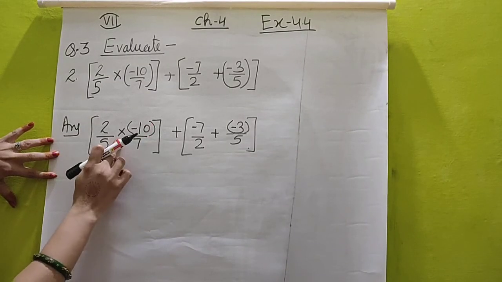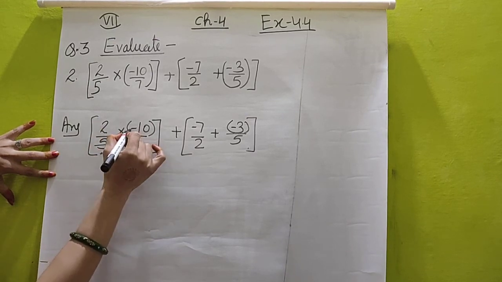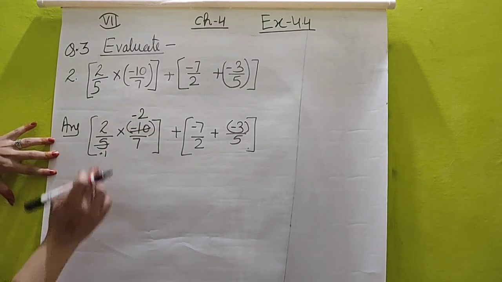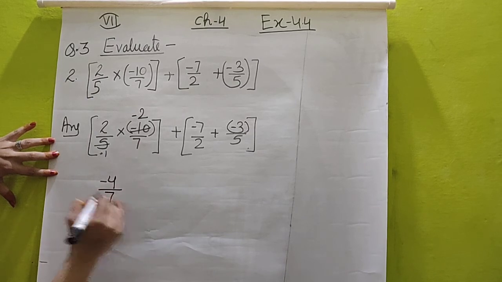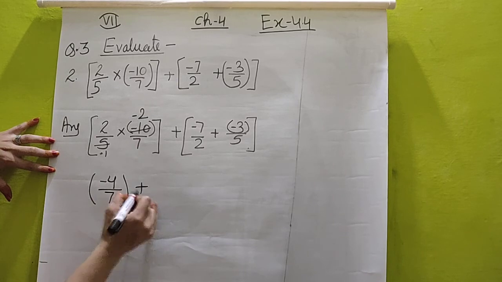Here students, a multiplication sign is given, so you can use the cutting method. 5 1s are 5, here 5 2s are 10 and this 2 will come with the minus sign. Now 2 multiplied by minus 2 will be minus 4 upon 7. This bracket, students, we have solved. Now the plus sign will come.